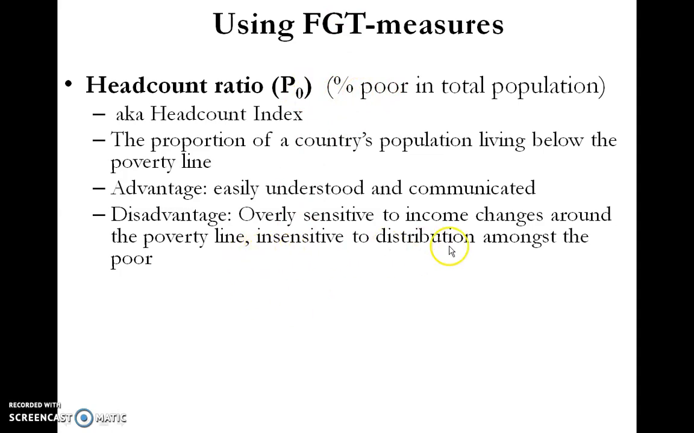And it's insensitive to distribution amongst the poor. So it only tells us what percent of the population is poor, but amongst those poor, it doesn't tell us anything about the degree or the severity of poverty amongst the poor. And we know from the South African context that distribution can be quite large. Okay, it can go from below the poverty line to extremely below the poverty line, but just by looking at your P0 measure, you will have no idea about how wide that distribution is amongst those who are poor.